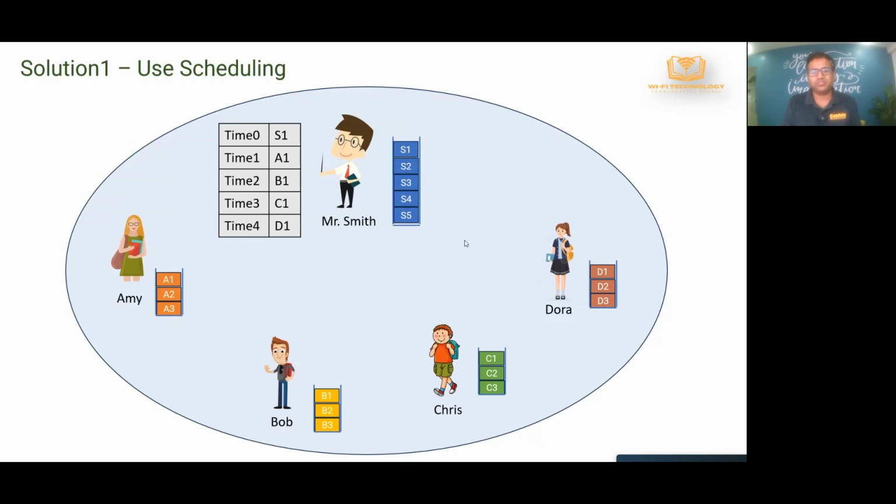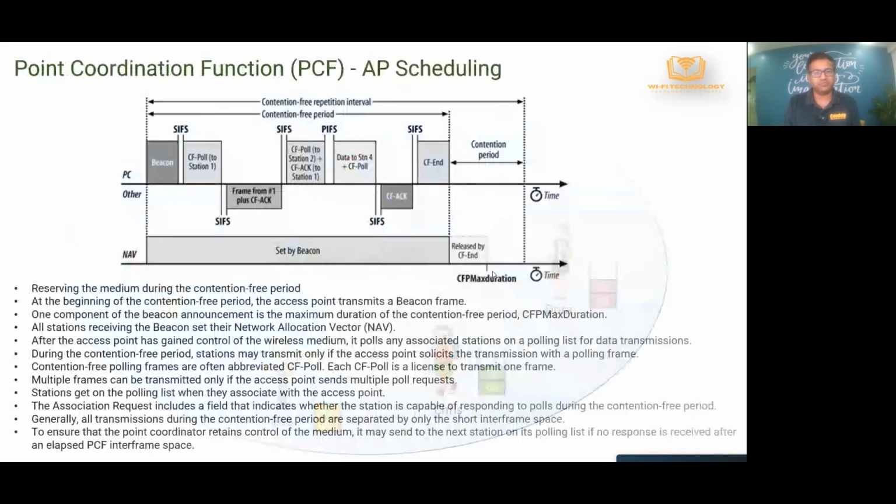So when you use this method, then of course Mr. Smith will send first, then Amy will go next, then Bob will go next, then Chris will go next, and then Dora will go next, and they've all successfully transmitted a packet. They're all happy. There are no collisions, and they've all accessed the medium successfully, one after the other. So this is one method, right? Unfortunately, this method is actually not used in Wi-Fi that well, and there are a number of reasons for that. This method is called the point coordination function, where the AP is doing the scheduling.